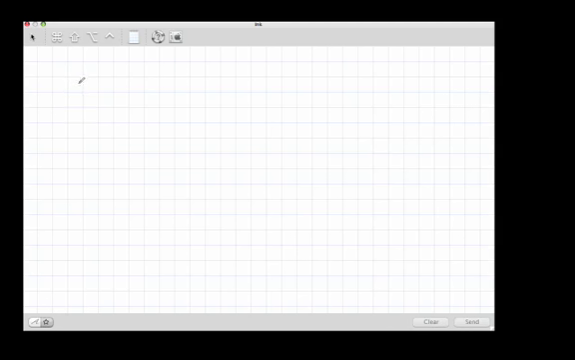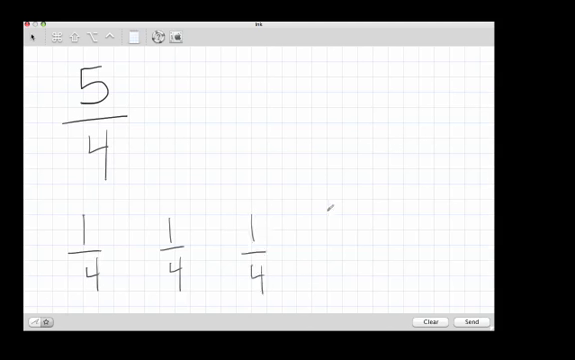All right, so this is improper fractions. An improper fraction has a larger numerator than denominator. An example here is 5/4. Basically, what this means is that we have 5 sets of 1/4. We have five 1/4s, quite literally, and that's what this numerator here means.